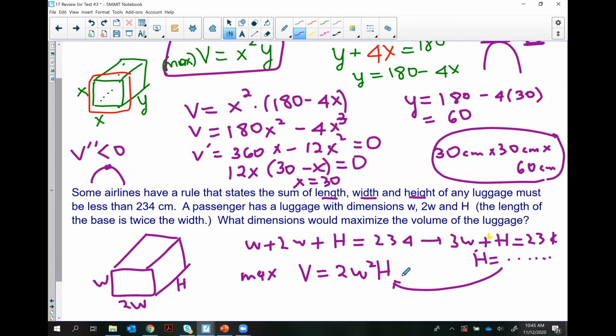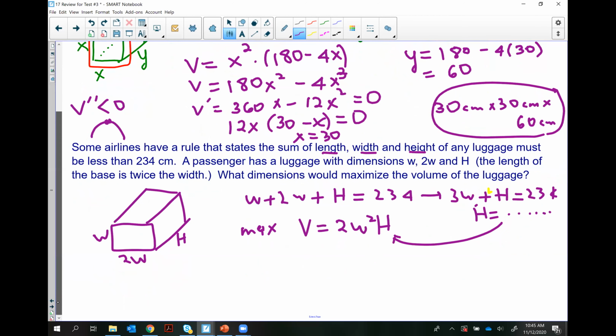Once you have volume in one variable, what are you going to do with that? Just like above, right? Simplify it, take the derivative, set equal to 0. But whatever it is you're trying to maximize or minimize, it has to be in one variable only.